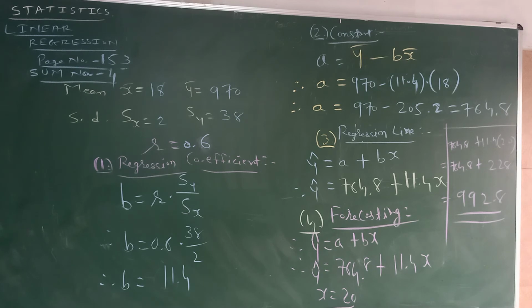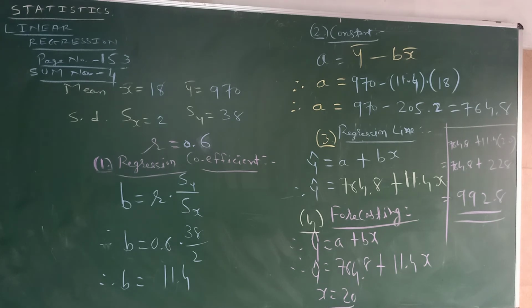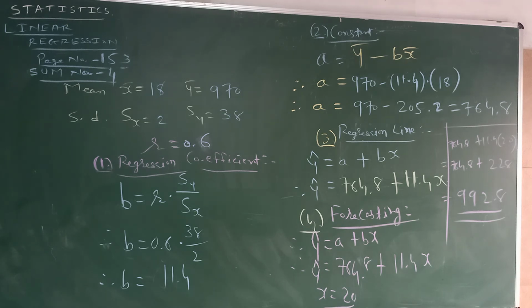So whenever R is provided, you can do the sum by yourself from the textbook. Write down the particular question, page number 153, sum number 4. In the next video lecture, I will take further sums for the practice of regression line when covariance xy is provided in the question.